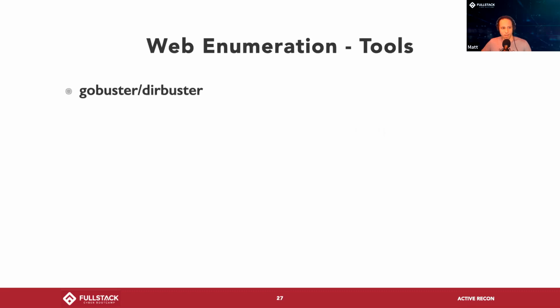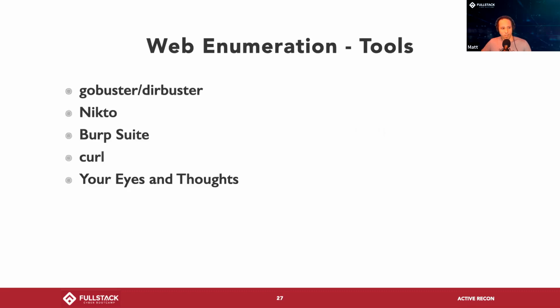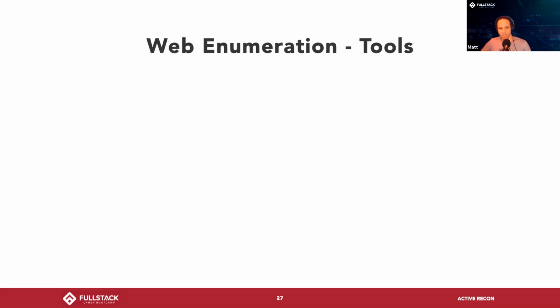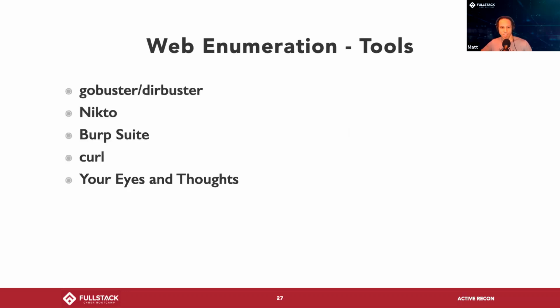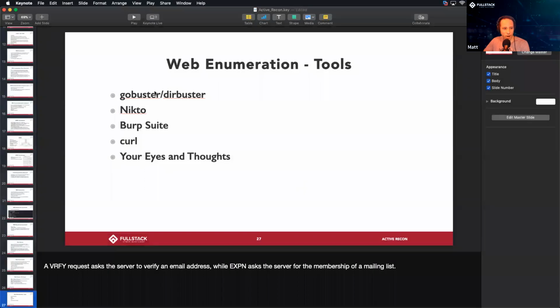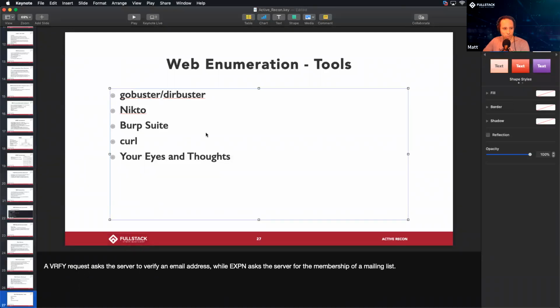All right. So we have Gobuster, Dirbuster, Nikto, Burp Suite, curl, your eyes and thoughts. These are what we're going to be using specifically for web enumeration. I didn't actually show you Burp. I'll show you that. Let's go through all of these. We'll do Dirb first.